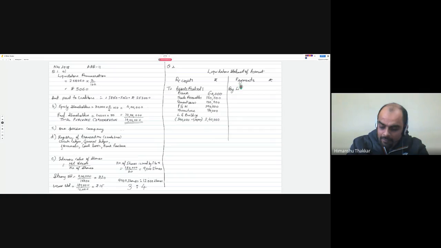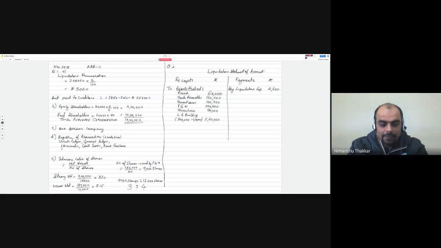So we have to pay liquidators expenses. Liquidators expenses. What is the amount of liquidation expense? 4,600. Then comes liquidators remuneration. Liquidators remuneration. Okay. Can you tell me what is the amount realized? Total of amount realized in the chat box. Total of amount realized.